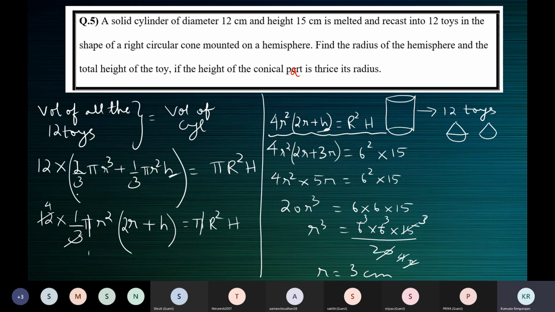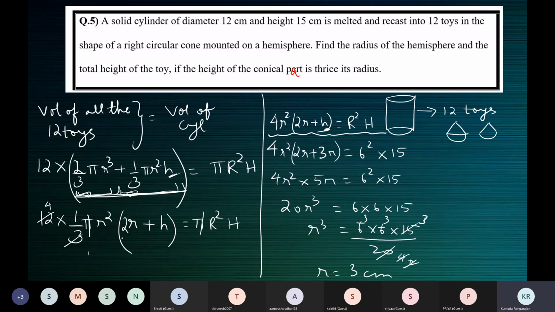So please look at your screen. This is the volume of the hemisphere. This is the volume of the cone. Volume of hemisphere plus the volume of the cone is the volume of one toy. Volume of cone plus volume of hemisphere is the volume of one toy into 12, is the volume of the 12 toys. And volume of all the 12 toys is equal to the volume of the cylinder, which is pi r square h.